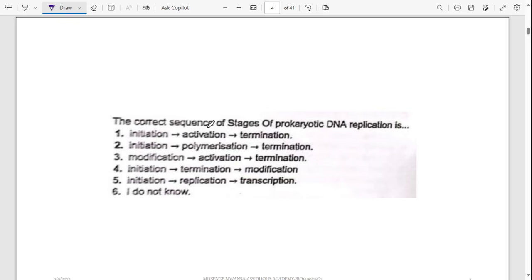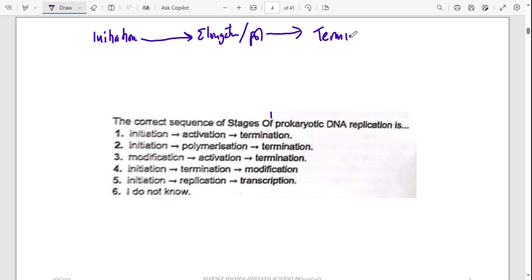Correct sequence of stages of prokaryotic DNA replication is. Now, the stages of replication, the first stage is always initiation. All the three stages of the central dogma of molecular biology always start with initiation. After initiation, we are going to have elongation. Elongation is also known as polymerization because we are forming a chain. And then after that, we are going to have termination. Like we have already formed our chain, so we need to terminate or to stop it.